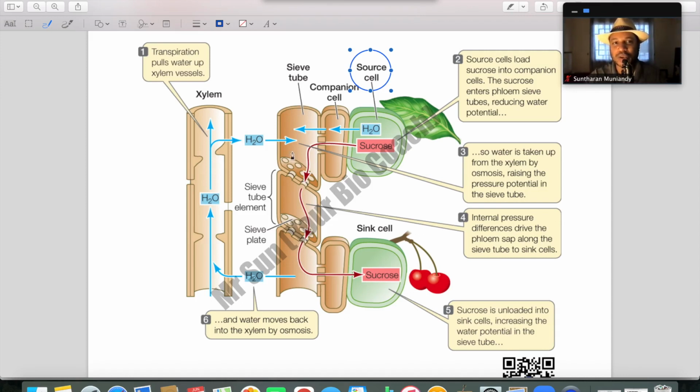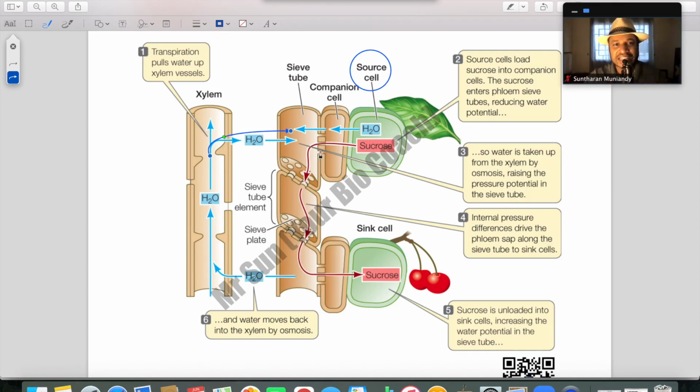Once it is low in water potential, what happens? The xylem, which is just by the side of the phloem, will start to diffuse water. Water starts to diffuse from the xylem vessel into the phloem via osmosis, because the sieve tube now has very low water potential, which causes water to diffuse from the xylem into the sieve tube via osmosis. So there's a lot of content here: sucrose and water diffusing into this part of the sieve tube, which is going to cause an increase in hydrostatic pressure.